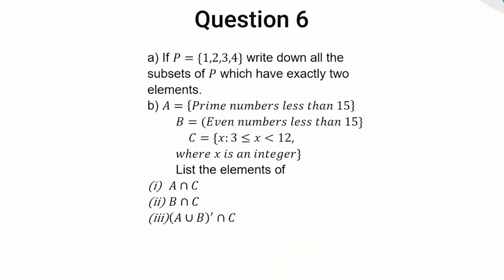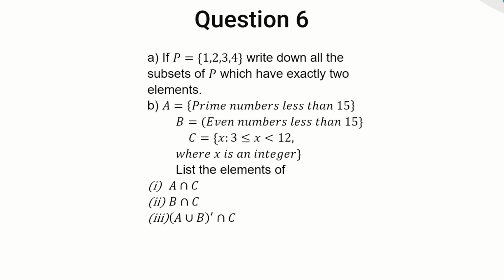Now let's consider this question. The question says that if P is equal to 1, 2, 3, and 4, so it's a set with elements 1, 2, 3, and 4, write down all the subsets of P which have exactly 2 elements.